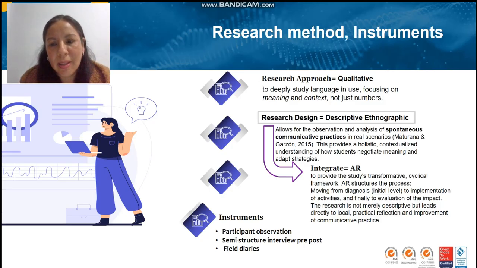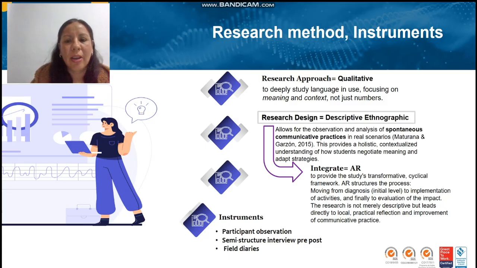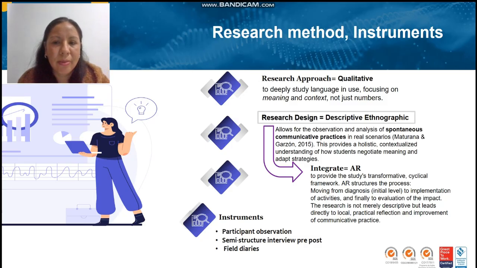So integrated to this descriptive ethnographic design, I also integrate some strategies of action research to provide the study a transformative level, if I can say it, in order to implement some strategies, moving from diagnosis, the initial level, and then the implementation of those activities, and finally to evaluate the impact of those activities on students. So this research is not merely descriptive but leads directly to local practical reflection and improvement of the communicative practice.